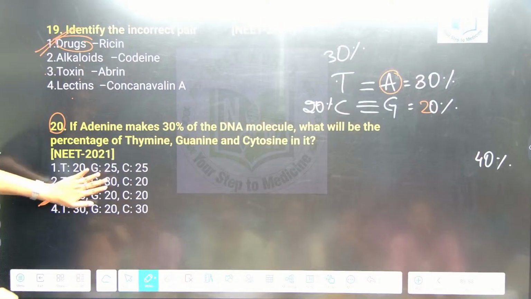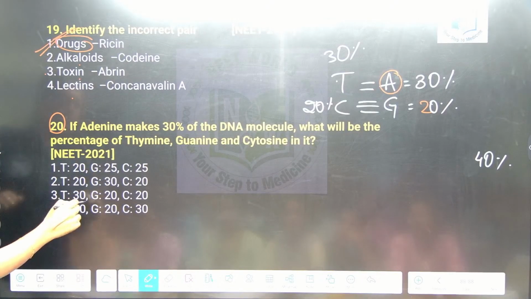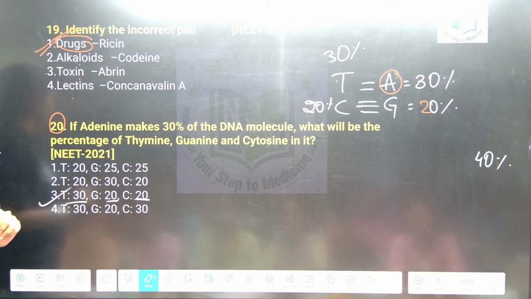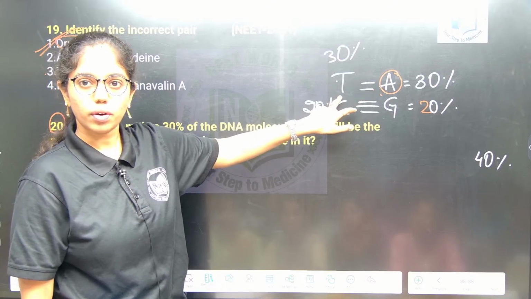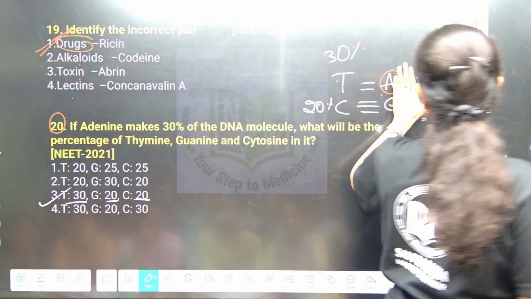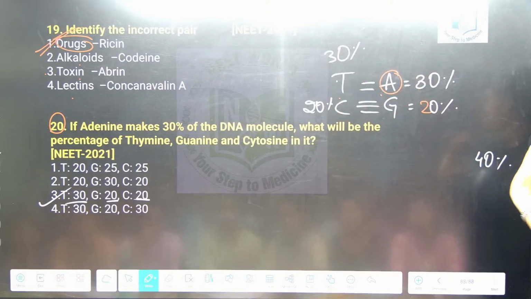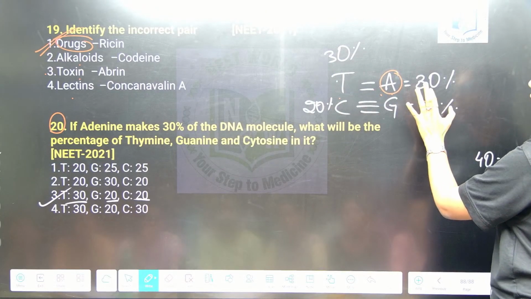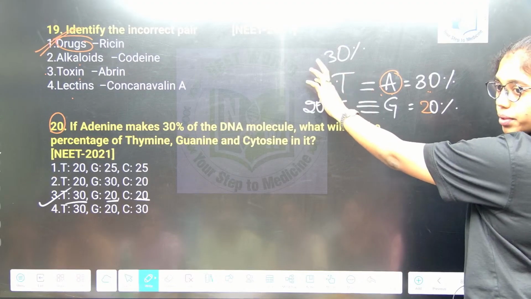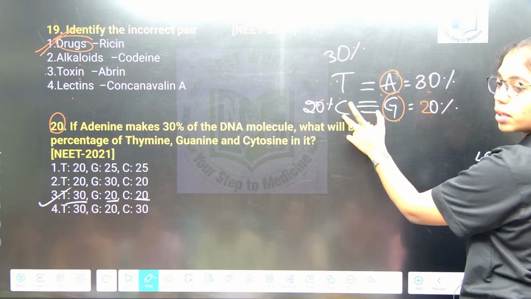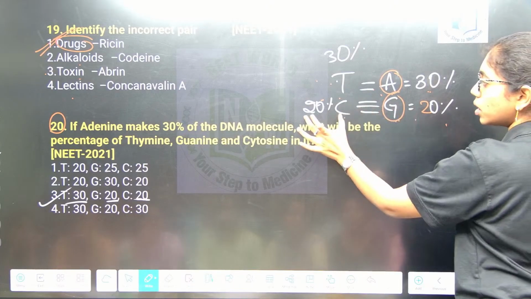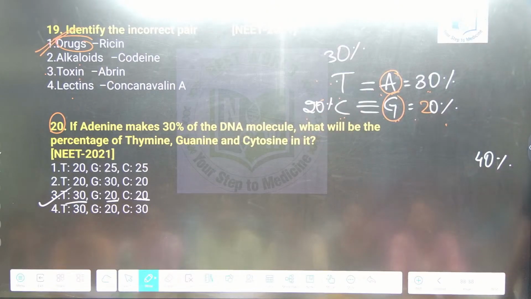What is the right answer? Thymine is 30%, guanine, cytosine 20%. Got it? Any doubts? Understood? Amount of adenine is equal to thymine. Put together, purines are 50%, pyrimidines are 50%. Got it? So adenine is 30, so thymine is also 30 because it binds with thymine in a double stranded DNA. And then the amount of guanine will be equal to cytosine. 20% guanine is equal to 20% cytosine. Clear with all the questions?